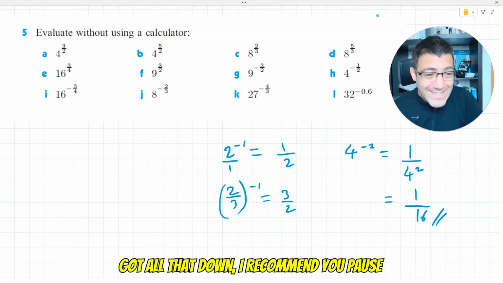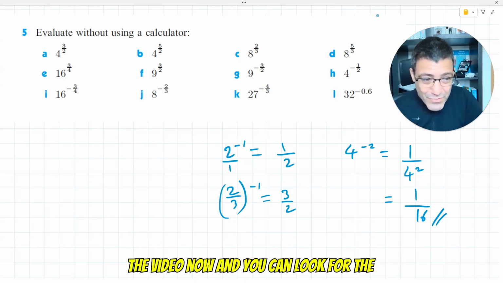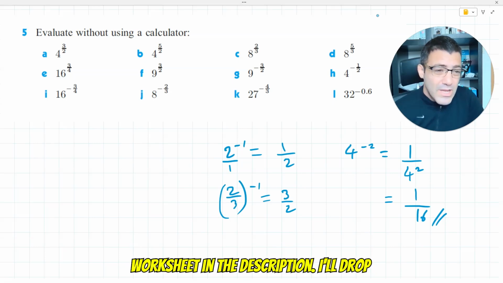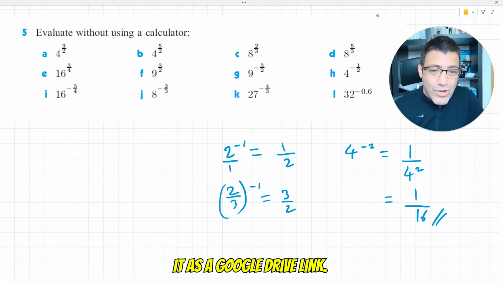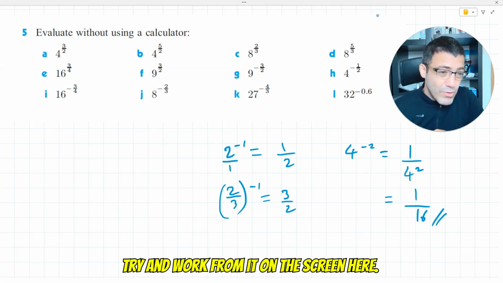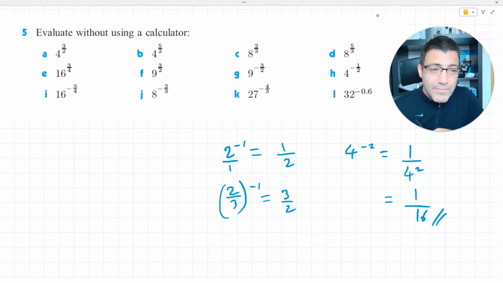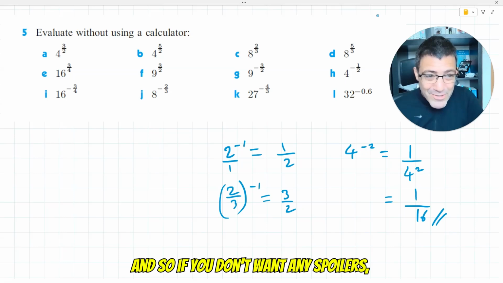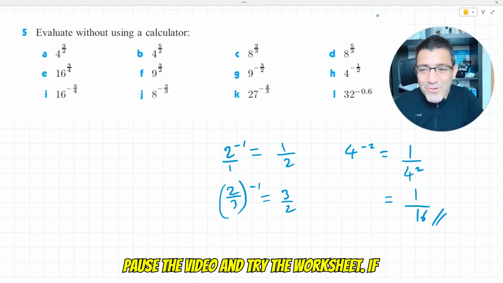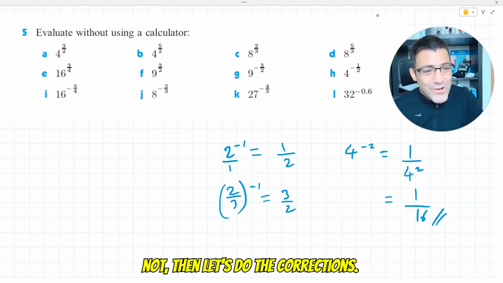Now, if you've got all that down, I recommend you pause the video now, and you can look for the worksheet in the description. I'll drop it as a Google Drive link, or try and work from it on the screen here. And so if you don't want any spoilers, pause the video and try the worksheet. If not, then let's do the corrections.